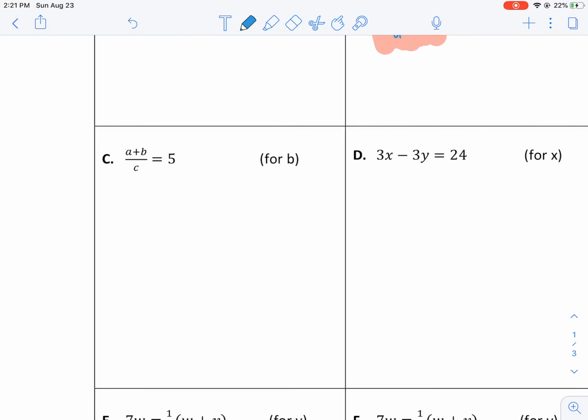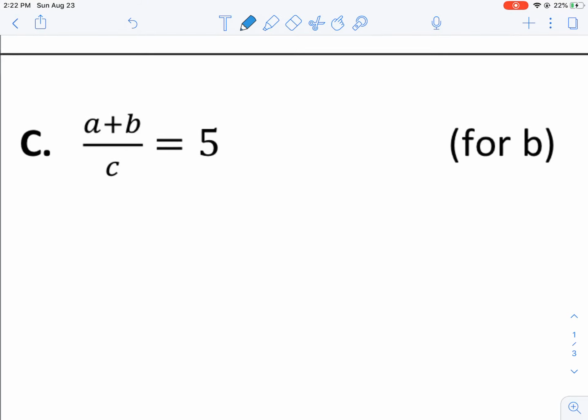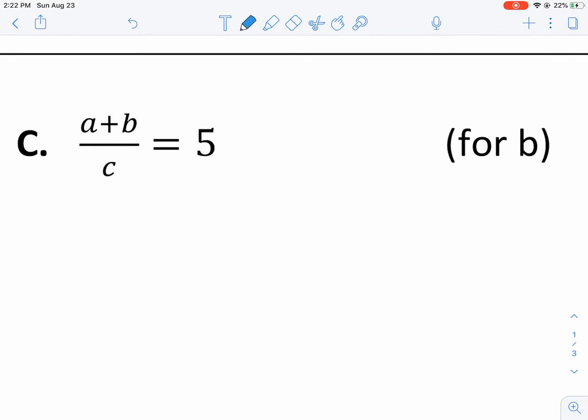So we're going to go ahead and move on to C. All right, a little bit more complicated. We've got a fraction here. This time we want to solve for b. So this is b right there. So we have, again, two things that we want to get rid of. We want to get rid of a, and we want to get rid of c. So here we want to think about what we want to get rid of first.